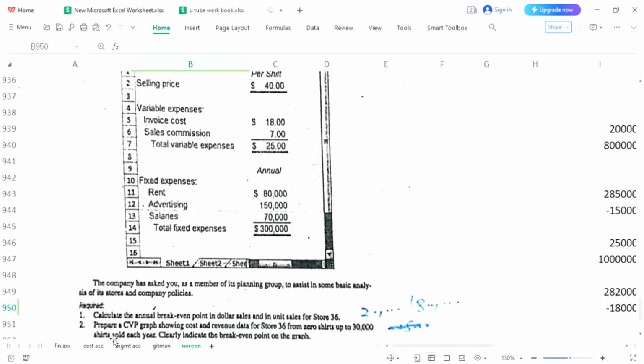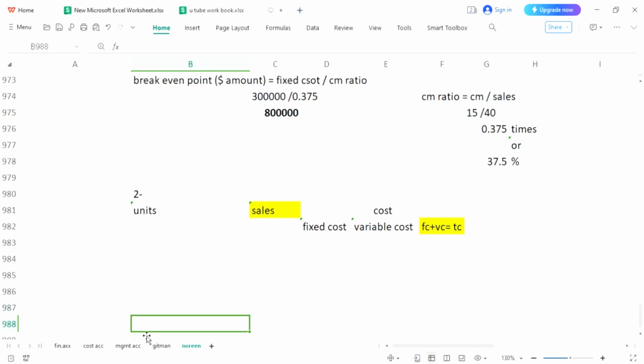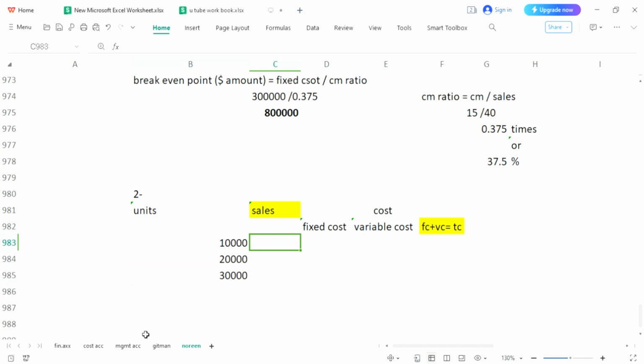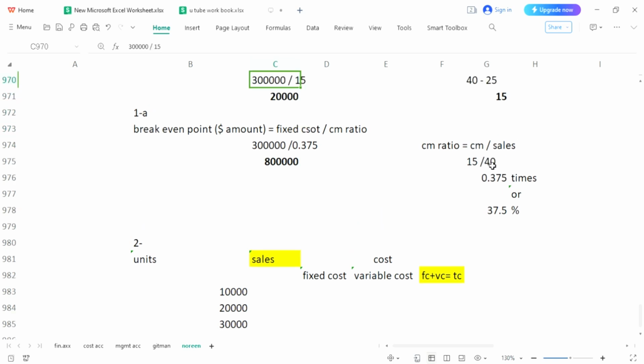prepare CVP graph, revenue for this store, starting from 0 shirts up to 30,000 shirts. So you can make units up to 30,000. What you can do is, first number of units can be 10,000, then 20,000, then 30,000 units. And how do you calculate your sale price? Units multiplied by price per unit. And you can see here we have already mentioned the sale price is 40. Sale price 40. So first sale, how would you calculate?